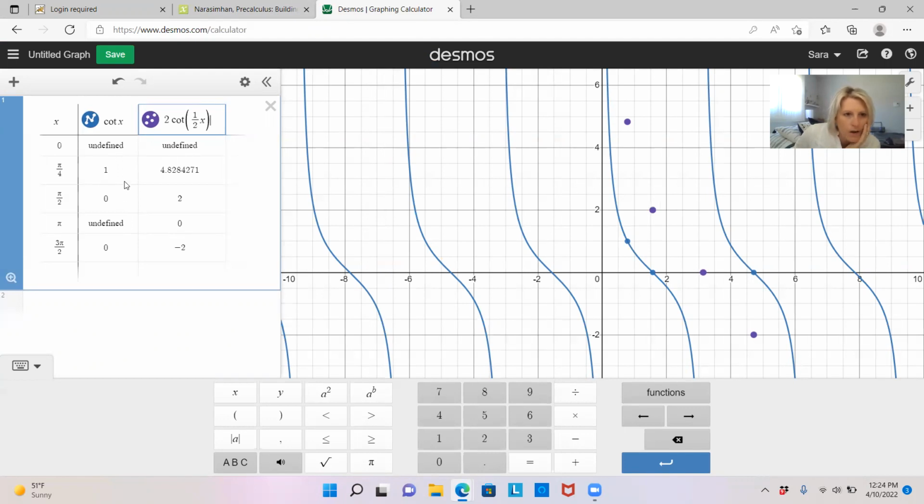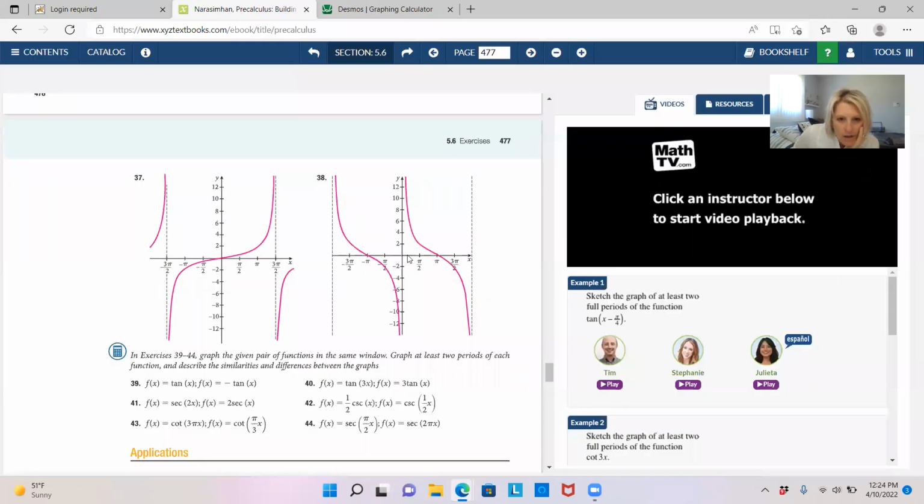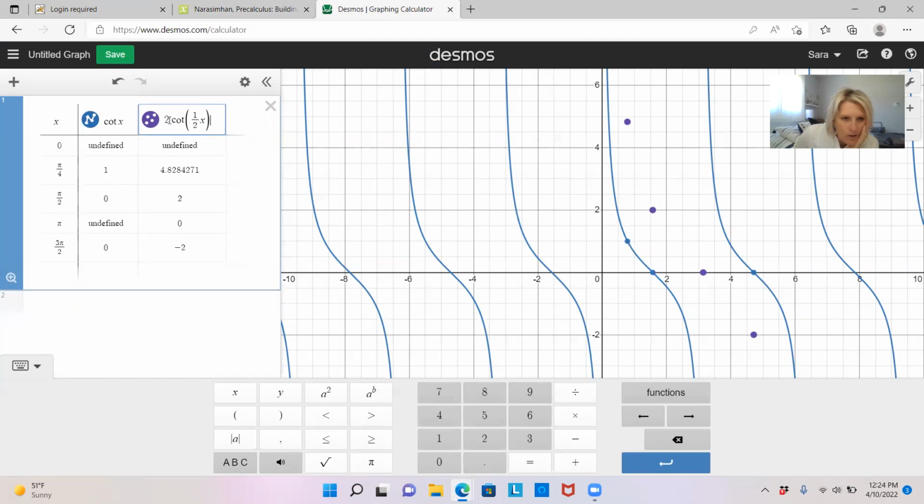Pi over 4, it's almost at 5. Does it look like that at pi over 4? Is it almost at 5? Yeah. So I think this is pretty close. 2 times the cotangent of 1/2 x is pretty close for 38.